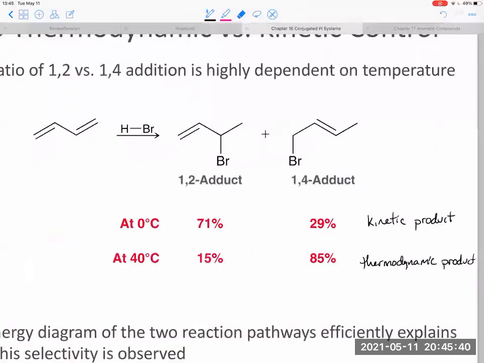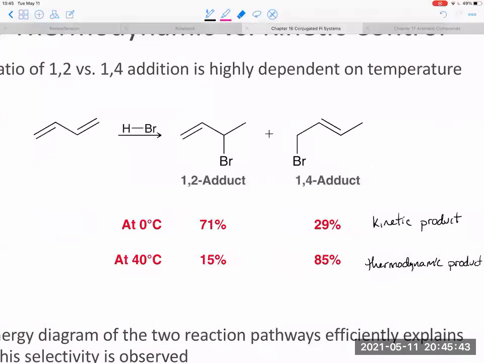So now let's look at the data here and see if we can figure out what's what. At 0 degrees Celsius, my major product is the 1-2 adduct. So what do we call it at low temperatures? Kinetic. Don't cheat, it's on the screen. Yeah, kinetic, right? Low temperatures are your kinetic product. High temperatures are your thermodynamic product. Notice that when we jack up the temperature, all of a sudden, we get a different distribution of products that favors the 1-4 addition.